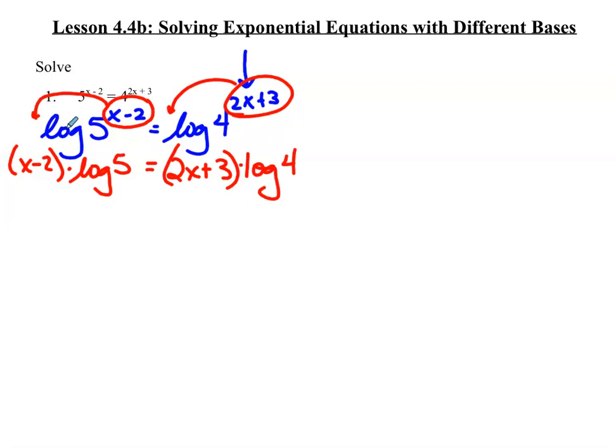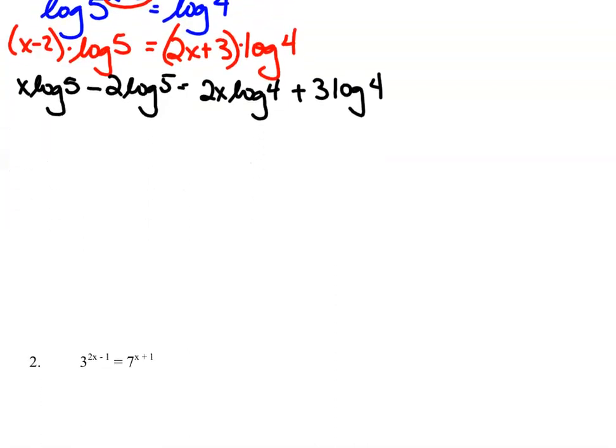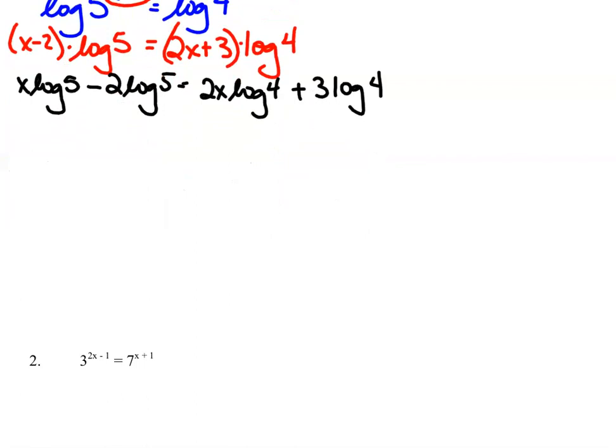So I'm going to take x times log 5 minus 2 times log 5. When I distribute on the right, I get 2x times log 4 plus 3 times log 4. And then the trick to solving these is we want to get any of the pieces that have a variable with them, so any of the pieces that have an x, we want to move them to one side, and anything that doesn't have an x, we want to move to the other side.